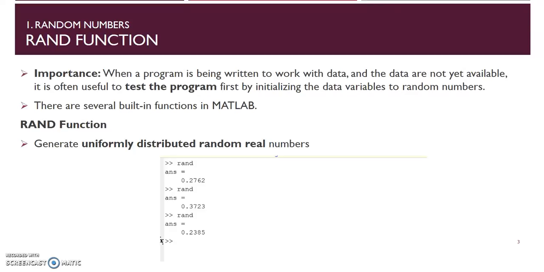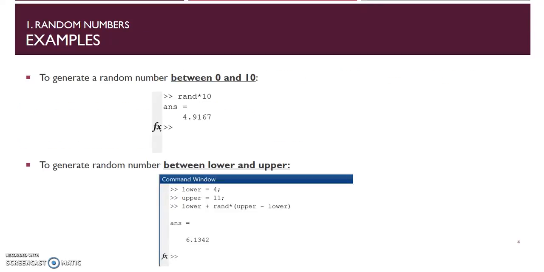In this class, we use the rand function in MATLAB, which generates a real random number between 0 and 1. Simply try to call this function and see how it randomly generates real numbers between 0 and 1. We learned how to generate real random numbers between 0 and 1.